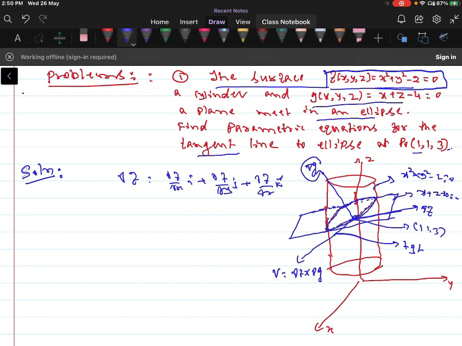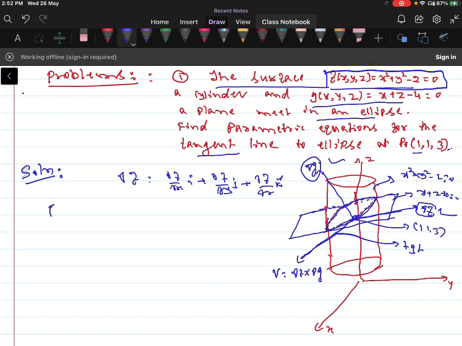So gradient of g and gradient of f are perpendicular to the curve. So easily you can find the tangent line at the point (1, 1, 3) on the ellipse here. The tangent line can be calculated by the cross product of gradient of f and gradient of g. All the three vectors are perpendicular here. So gradient of f cross gradient of g is parallel to the tangent at the point P naught (1, 1, 3) to the curve, the ellipse.